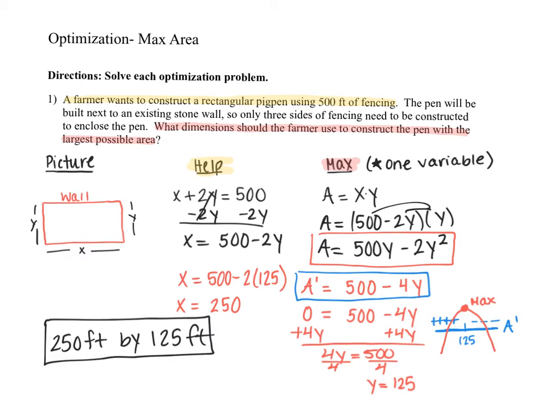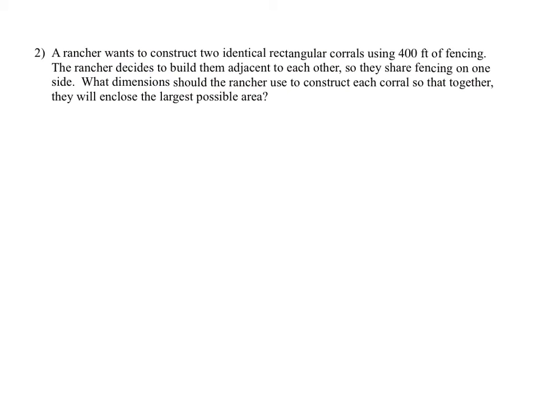All right, let's try a different type of equation. Okay, so question number 2 says, a rancher wants to construct 2 identical rectangular corrals using 400 feet of fencing. The rancher decides to build them adjacent to one another so they share fencing on one side. What dimension should the rancher use to construct each corral so together they will enclose the largest possible area?